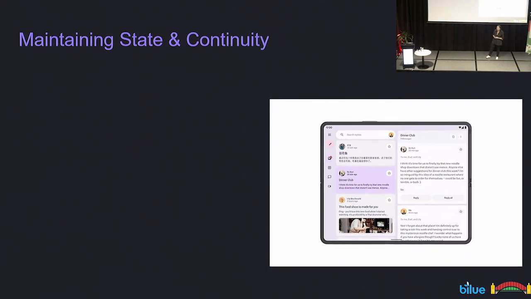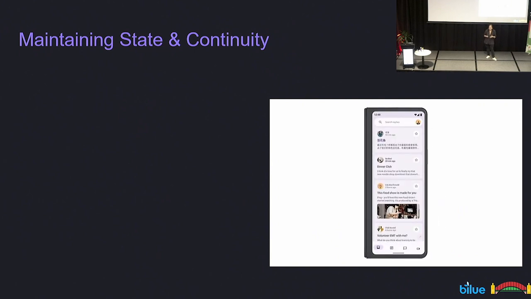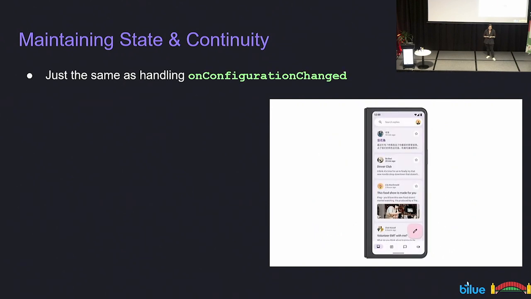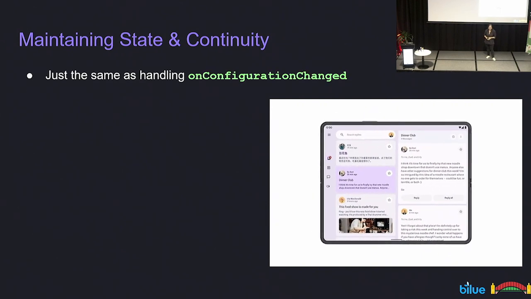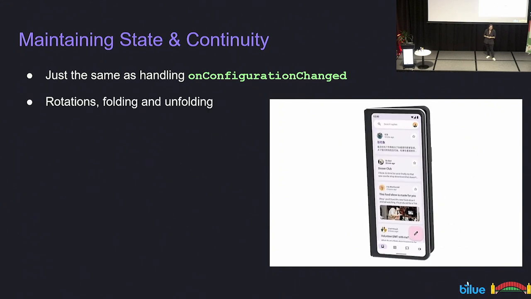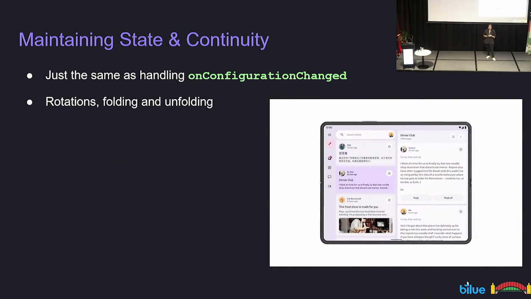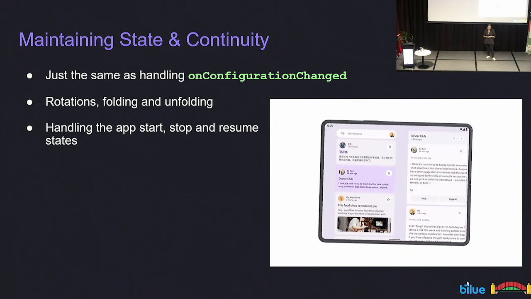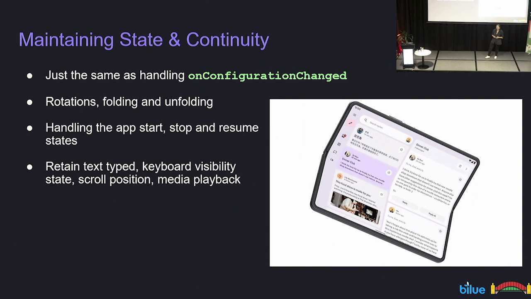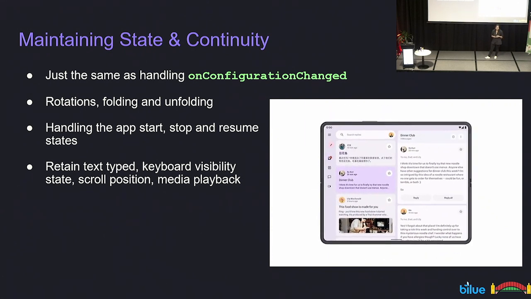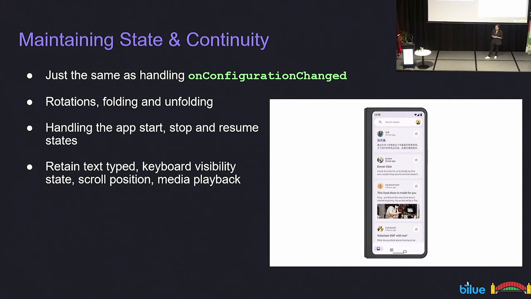So one thing we also have to think about is maintaining state and continuity. As our device is rotating and unfolding here, we need to remember what the user's doing. It's just the same as handling on configuration change that you might have done in the past. We need to handle rotations, folding, unfolding, handling the app start, stop, and resume. And also retaining the text that's been typed, the state of the keyboard, whether it's visible or not, the scroll position, and any media playback.